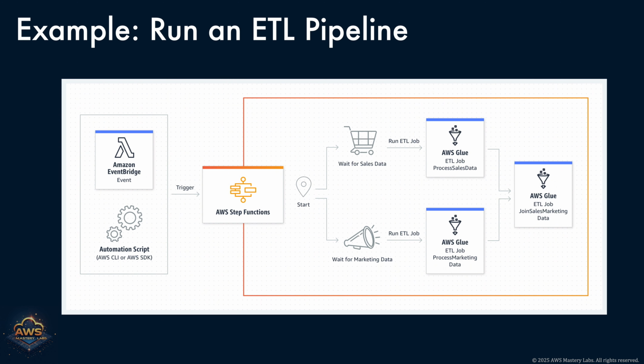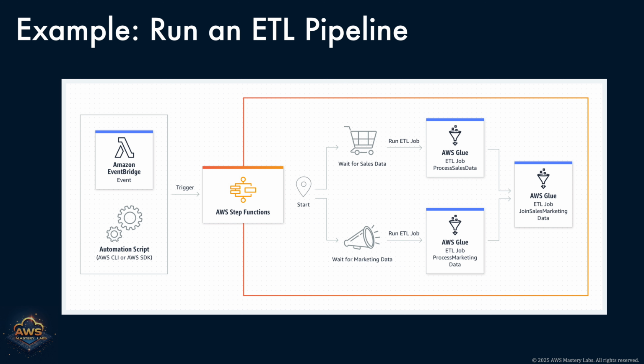Let's take a real-world example. Imagine you're working with two datasets, one for sales and another for marketing, each processed by separate AWS Glue jobs. These jobs can run independently, and Step Functions manages their coordination. When both are done, a third ETL job merges the outputs to create a unified, combined dataset ready for analytics or reporting. The workflow starts on a schedule, but it doesn't blindly run the ETL jobs.